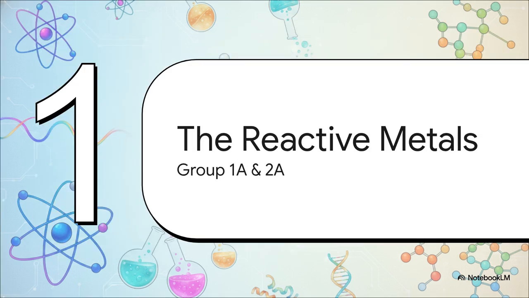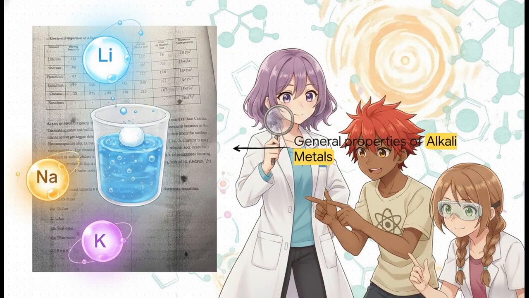Section 1. Meet the reactive metals, looking specifically at Group 1A and 2A. Taking a look at the original lecture notes, the general properties of alkali metals, we're talking lithium, sodium, potassium, really reveal their hyperactive personalities. You see, they only have one single valence electron, and they are desperately eager to give it away. That makes them incredibly reactive.